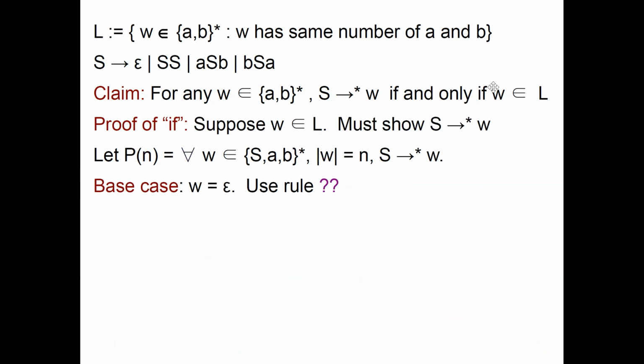So the other direction is the "if" direction. You have to take an arbitrary string in L, and you have to show that S derives the string. And what do we pick for P, our claim? Our claim, P(n), is that for every string of length n in L, S derives that string. Now n will be the length of the string, not the number of derivations like before. The base case, n equal to 0, the string w is epsilon.